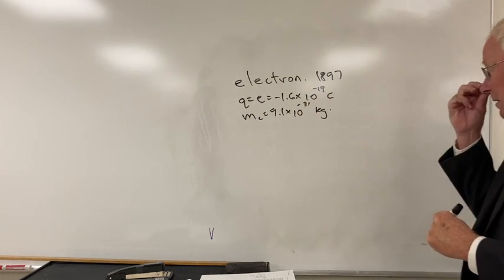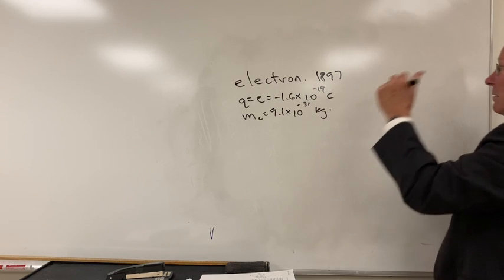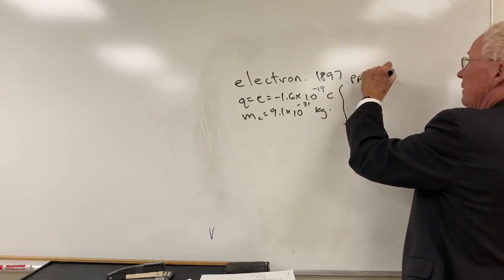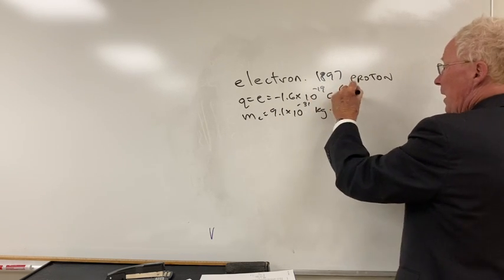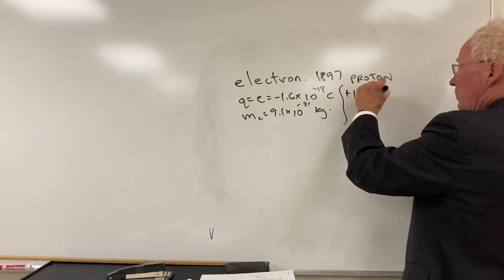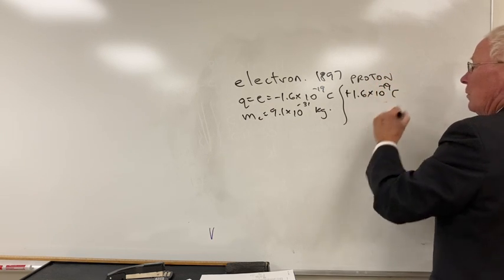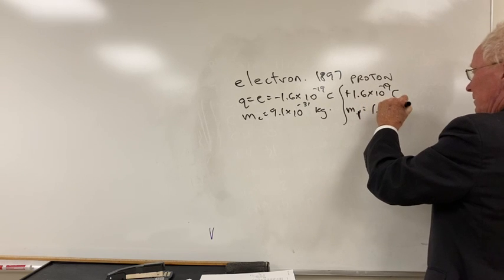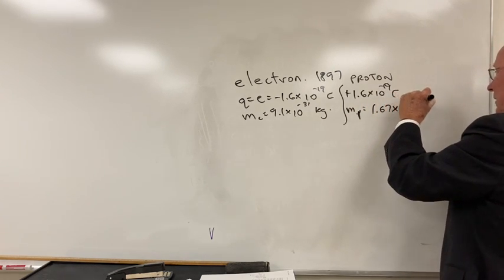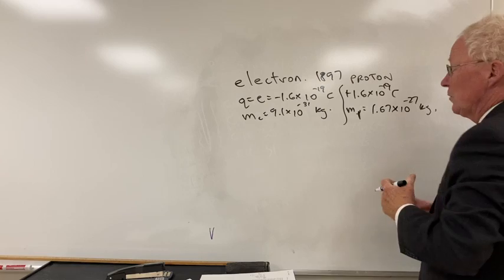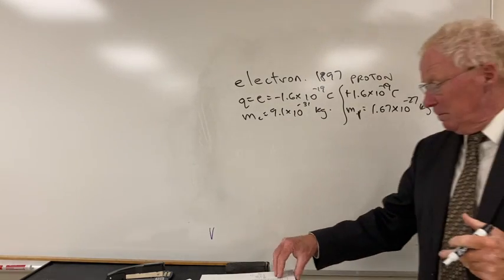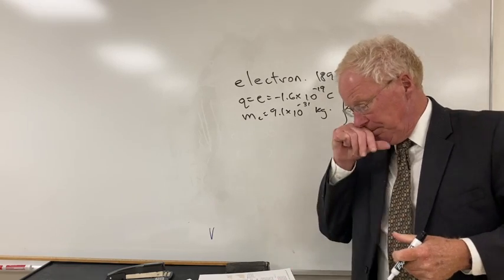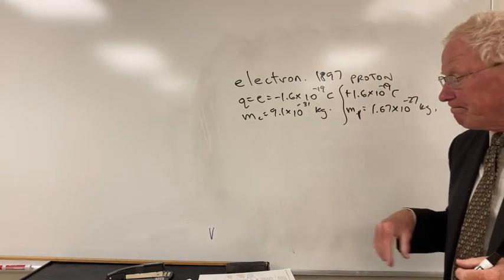We'll get into the proton later, but the proton has an exact opposite charge, 1.6 times 10 to the minus 19th coulombs, and a mass of 1.67 times 10 to the minus 27th kilograms. So that's later on there, as far as that is concerned. All right?